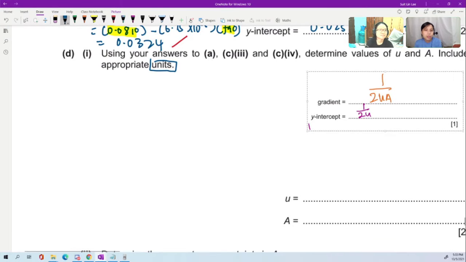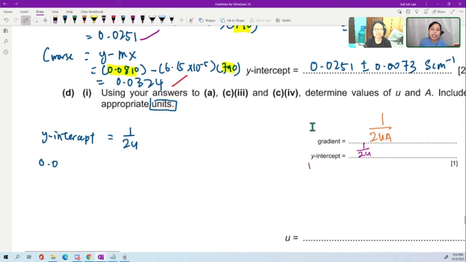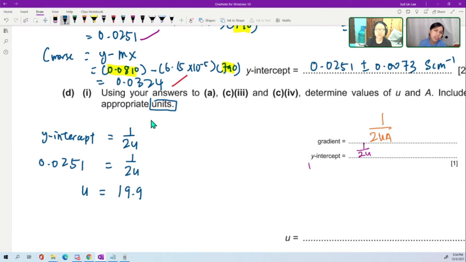Gradient equals to. Wait, we don't have U and A. Maybe we should start with the intercept first. Why? Because intercept only has one unknown. We find U first, then use U to find A. Yes, correct. Very clever. Okay, we find 1/2 U. You must write out the working, so it's very clear that you know what to use instead of just a bunch of numbers everywhere. So you write out your y-intercept equals 1/2 U, and you write out the value of U. Generally, 2 to 3 SF is safe for your answers.